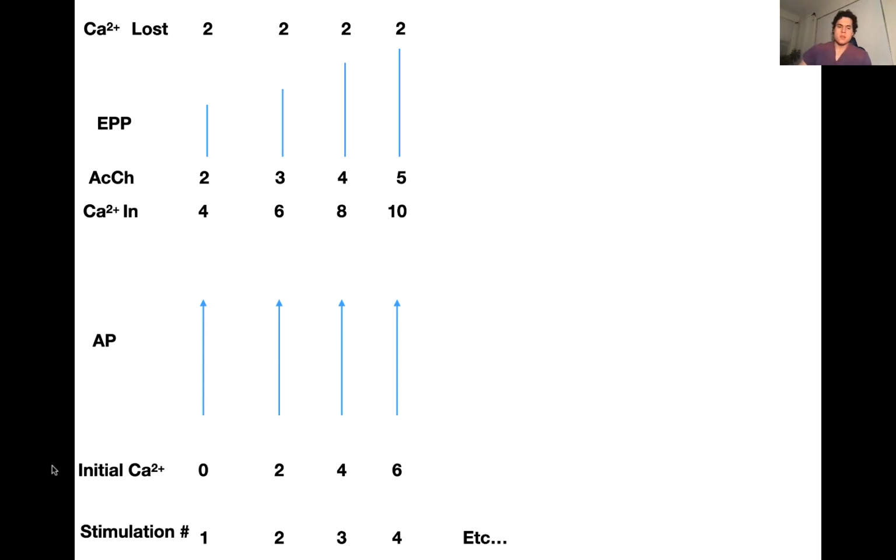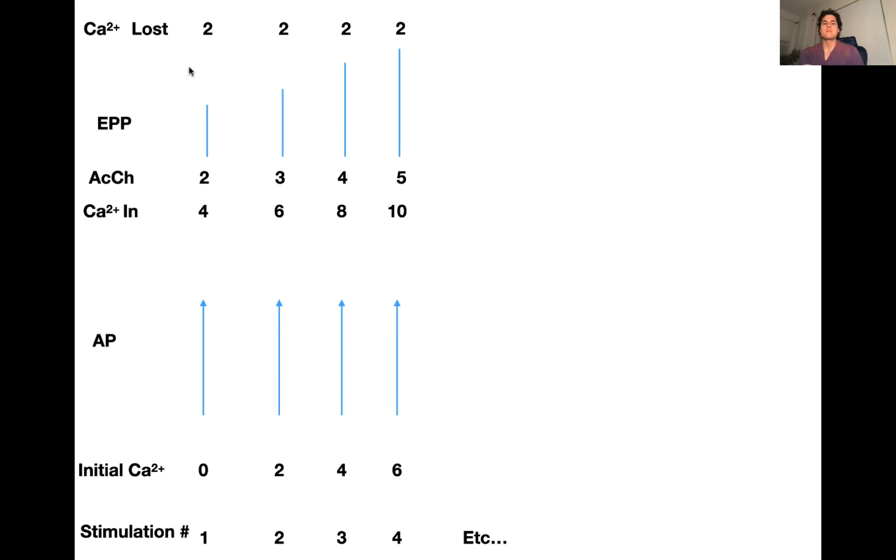So, if you look at this table here, we start out with a synaptic terminal with 0 calciums in it. And when we do our first stimulation, an action potential comes in, and it causes 4 calciums to come into the synaptic terminal when the voltage-gated calcium channels open. So when the 4 calciums come in, this will cause 2 acetylcholines to come out, and this will cause a resulting EPP of this magnitude. So we get this magnitude of an end plate potential in the muscle fiber.